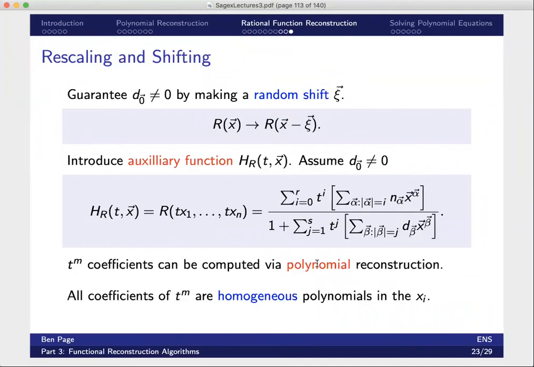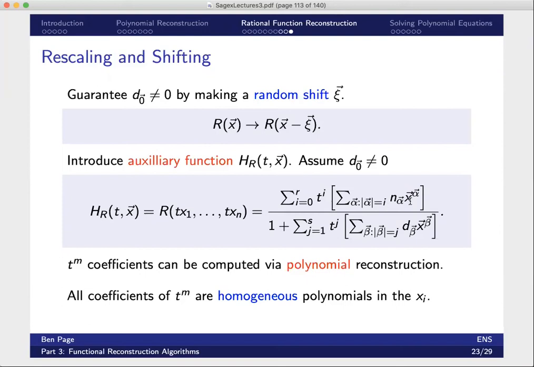Now, one thing you might complain about is that I just introduced a new variable, and earlier on I was trying to argue that if you have more variables, then your problem becomes more complicated. But here we see that the coefficients of t to the m are homogeneous polynomials in our variables x. So we can also appeal to the homogeneous polynomial technology that we had at the beginning to essentially set one of the variables to one again. This counteracts the complexity increase of introducing a new variable.